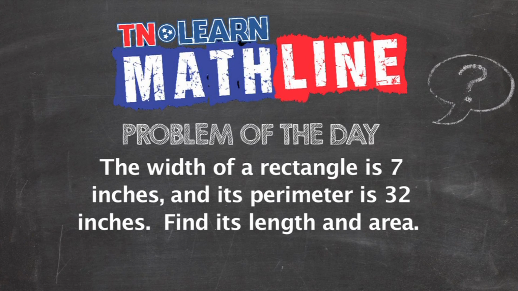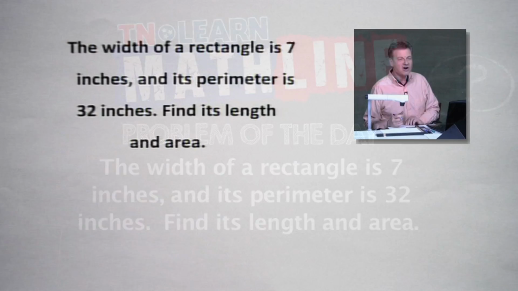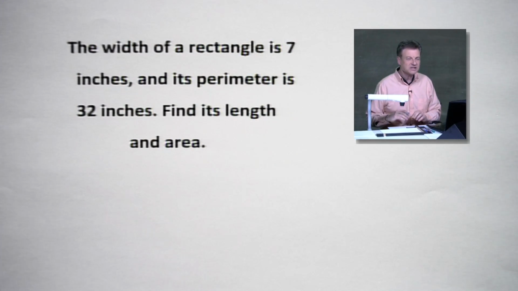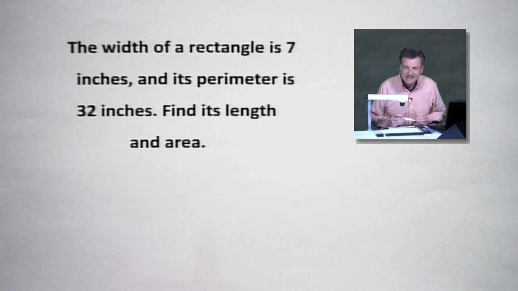The width of a rectangle is 7 inches. Its perimeter is 32 inches. All these are inches. Find its length and area. Again, all right, here we go. We know the width and we know the perimeter. What we're missing is the length and the area.